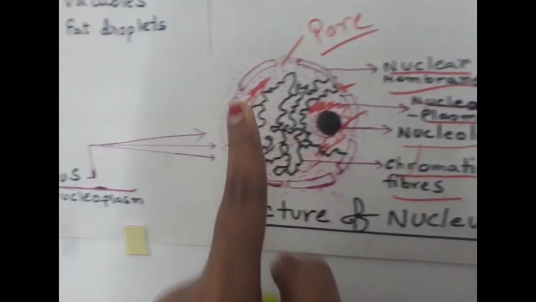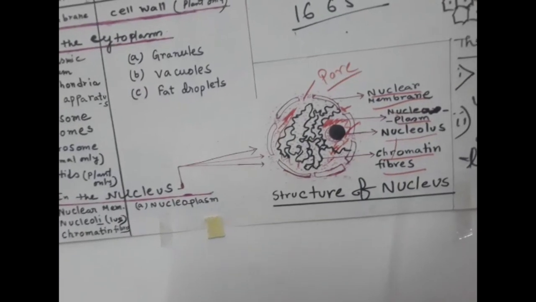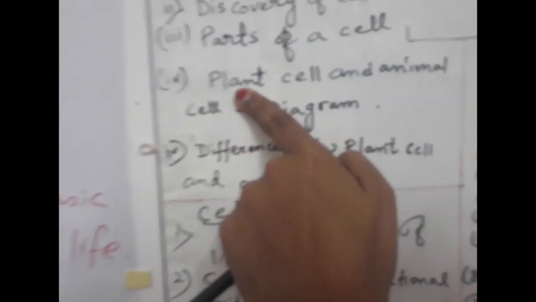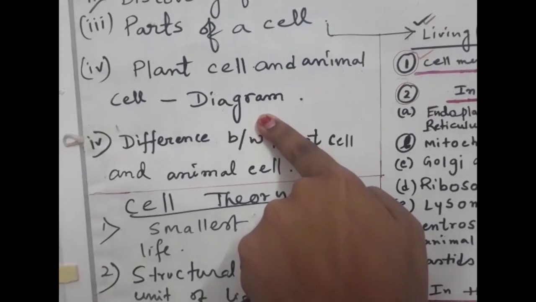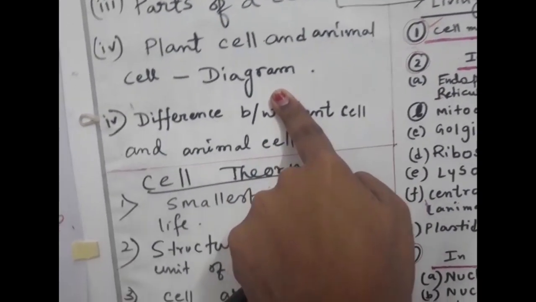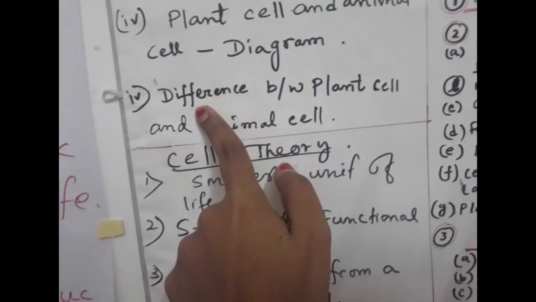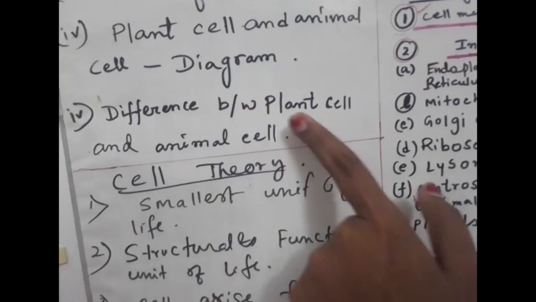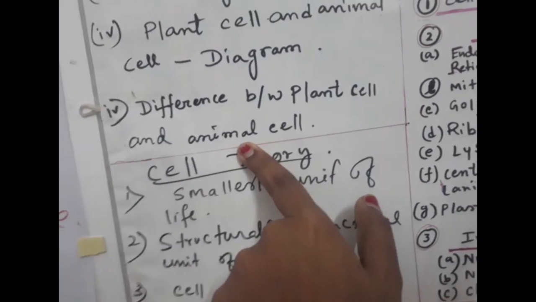Next day I am going to discuss the plant cell and the animal cell, by the diagram, and how to draw the diagram. This is very important for your exam. The diagram of the plant cell and animal cell, and the basic differences between the plant cell and animal cell, we are going to learn in the next classes.